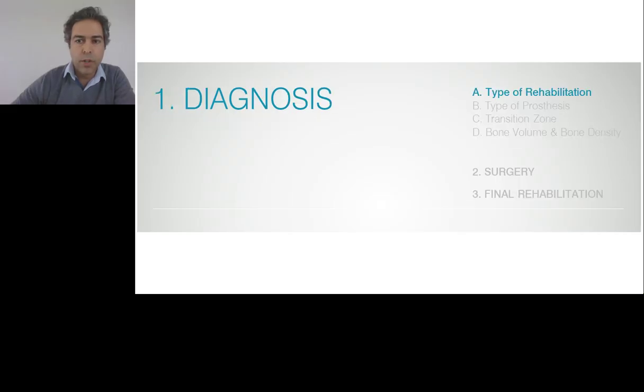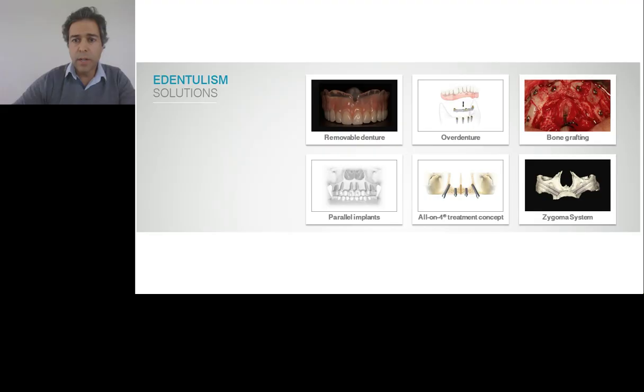When we talk about diagnosis, it is crucial for the success of the treatment. I will highlight only 4 topics on this diagnosis: the type of rehabilitation, the type of prosthesis we can use, the transition zone, and the bone volume and bone density. When we talk about the types of rehabilitation we can propose to a patient, summarizing, I would say we have around 6 options. Either we go for a denture, or an overdenture, or parallel implants, or a fixed solution over implants, or we go for all-on-4 treatment.